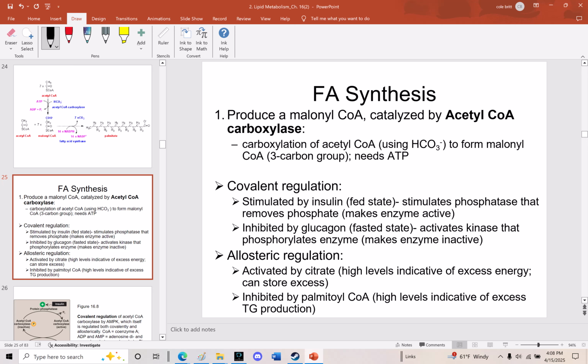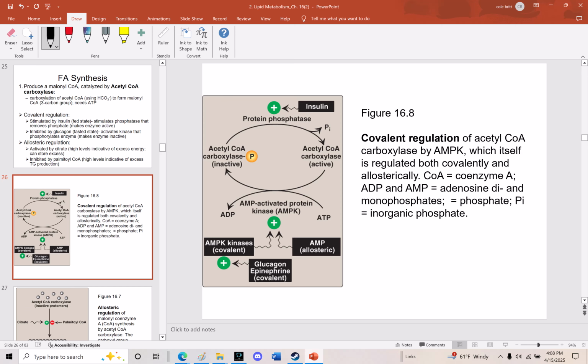And this is the picture from your textbook. It's showing the same thing. Insulin activates a phosphatase. The phosphatase will remove the phosphate group, making acetyl-CoA carboxylase active. Versus if you're in the fasted state, glucagon is going to be dominant. And in this case, it's going to activate a kinase, which is going to put the phosphate group back on, and that makes it inactive. That's just the pictures from your textbook showing the same thing, but this is covalent regulation.